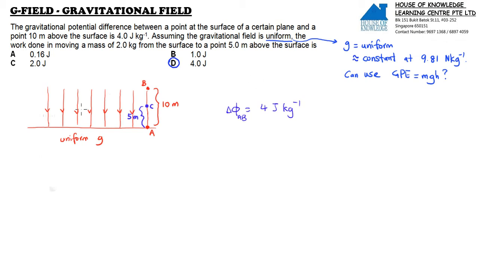Uniform means you have constant field lines that are parallel and equally spaced. So what does that mean? Let's say this is the surface of the Earth. Above the surface of the Earth, about 1000 meters, all the points within this region have a constant g with magnitude of 9.81 newtons per kilogram. That means if you put 1 kilogram at this point, this point, this point, all of them will experience a force of 9.81 newtons.